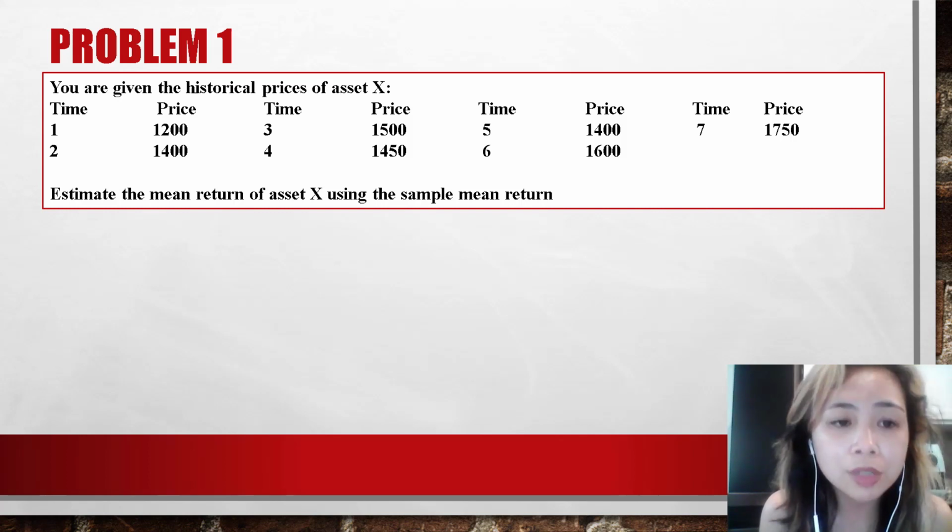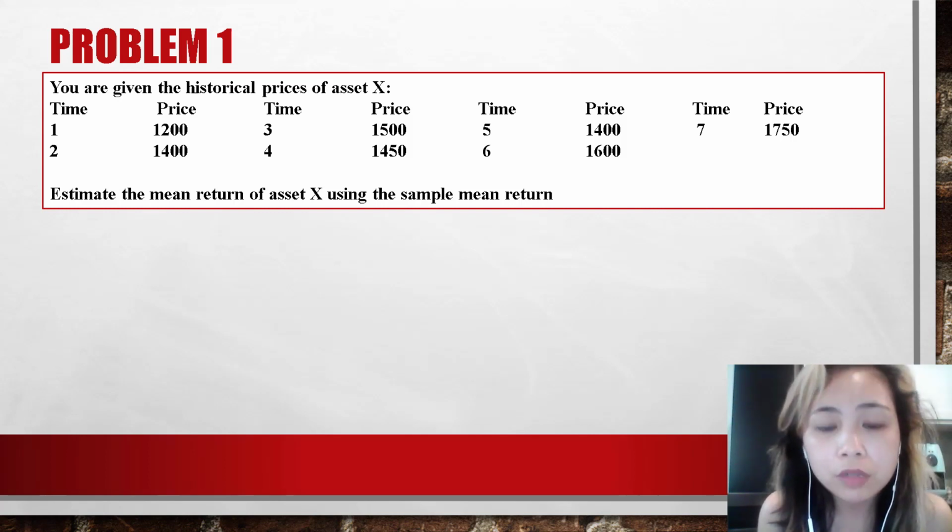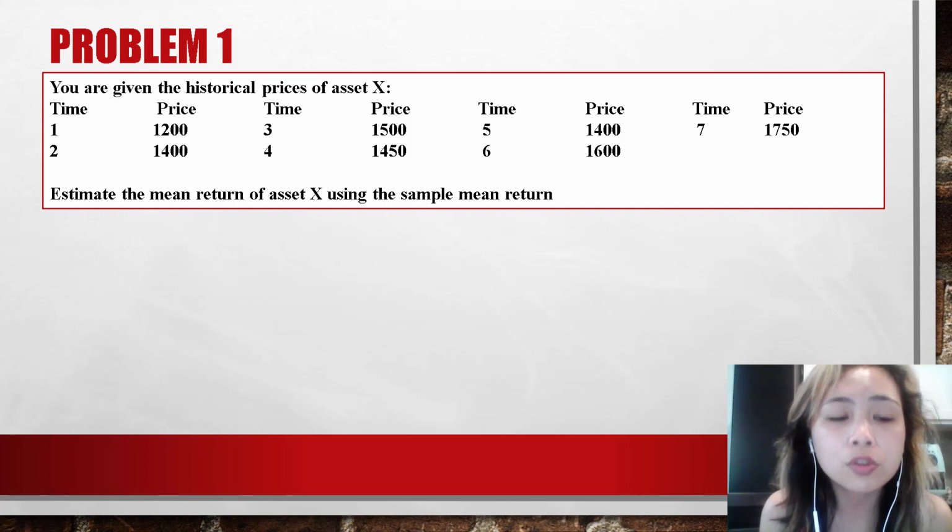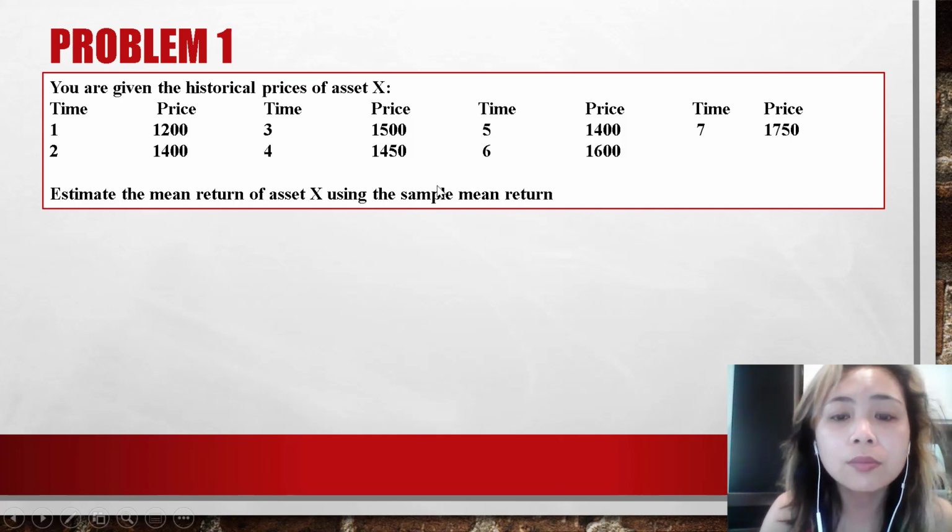From time 1 to time 2, the price of asset X changes from 1200 to 1400. That means the return during that time period is 1400 over 1200 minus 1. Similarly, from time 2 to time 3, the return is 1500 over 1400 minus 1, and so on. So we are going to have a sample of 6 returns, and then we take the average, and we have the sample mean return.